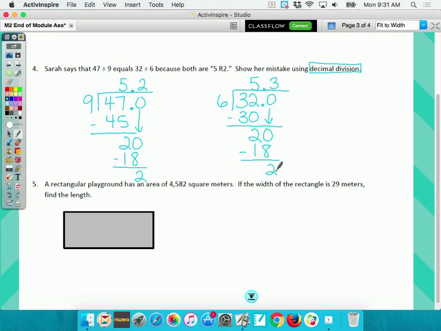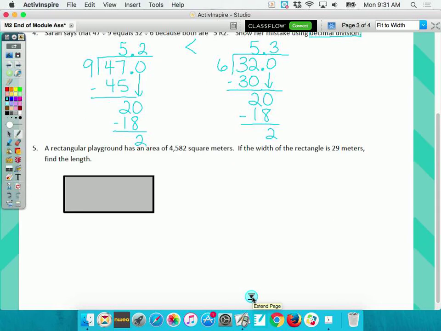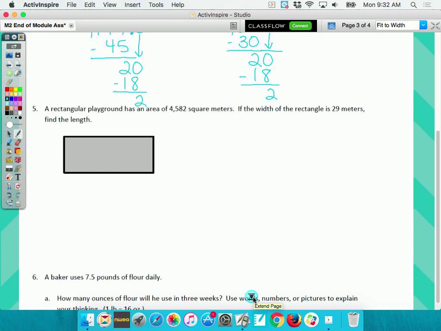5 and 3. 5.3. 5 3/10. Okay? That's it. Now, on the test, I really feel like you'll end up with a 0 down here. 0 remainder. Okay? All right, let's do the next one. This one's really fun, too.